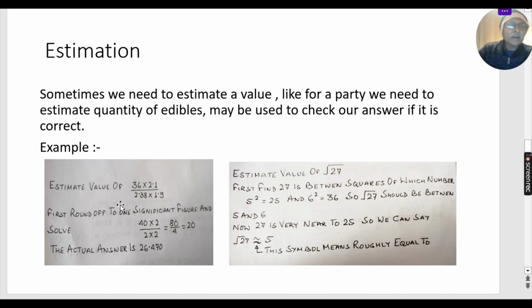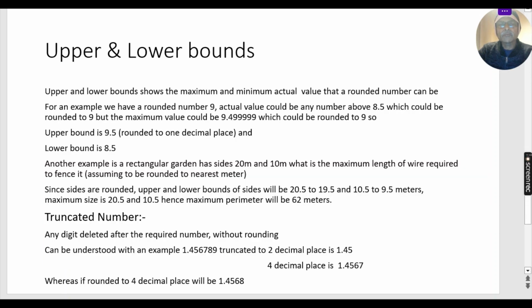Okay, then what we can learn next is something about upper and lower bounds. Now, what is upper and lower bound? It shows the maximum and the minimum actual value that a rounded value or a rounded number can have. Okay, let us understand it with an example. Say I have a rounded number 9. So what will the actual value be?